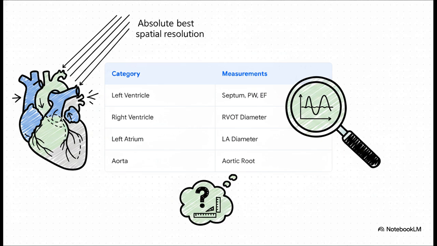Now pause and think for a second. Why do we take these specific measurements right here? Well, it's because in this view, the valvular motion and the walls of the heart are sitting completely perpendicular to your ultrasound beam. And in the world of ultrasound physics, perpendicular alignment equals the best possible, most excellent spatial resolution. It's just a fundamental rule.